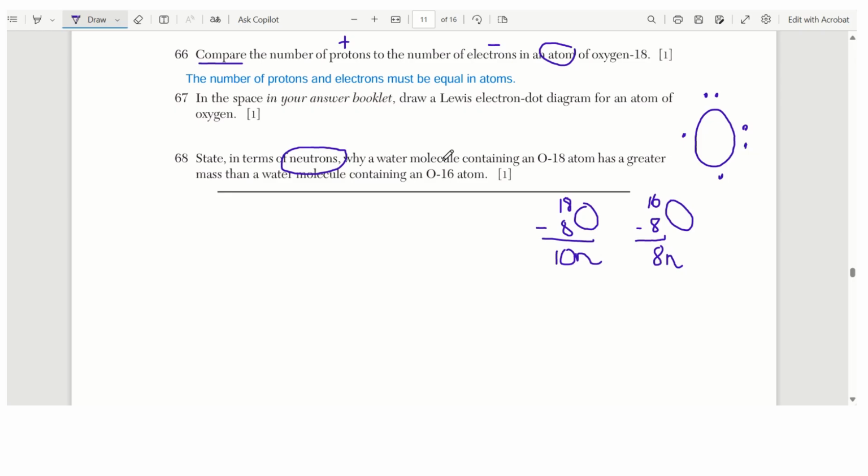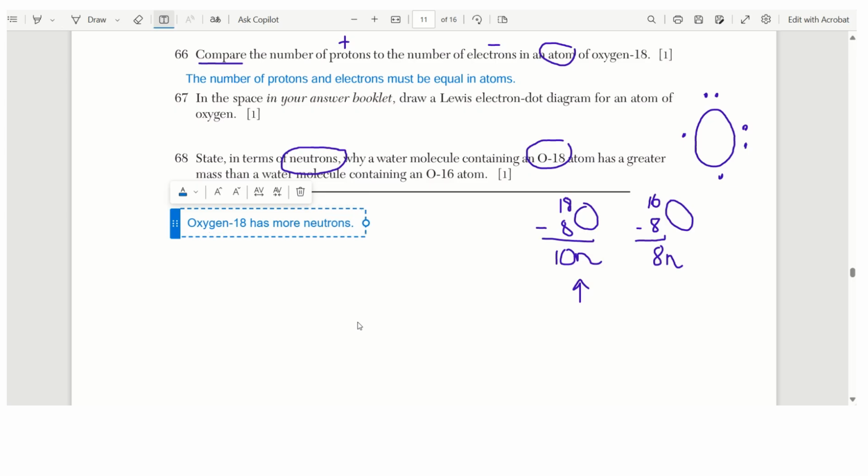So why would a molecule that has oxygen 18 have a greater mass? Because oxygen 18 has more neutrons. So oxygen 18 has more neutrons. I could say it has 2 more neutrons, but I don't have to. I just have to say it has more. Or oxygen 16 has fewer neutrons, so it would have less mass. Okay.